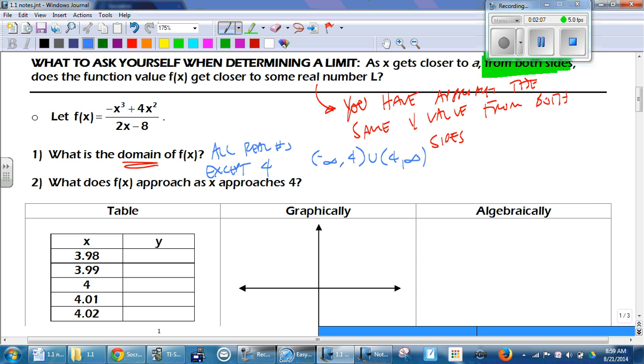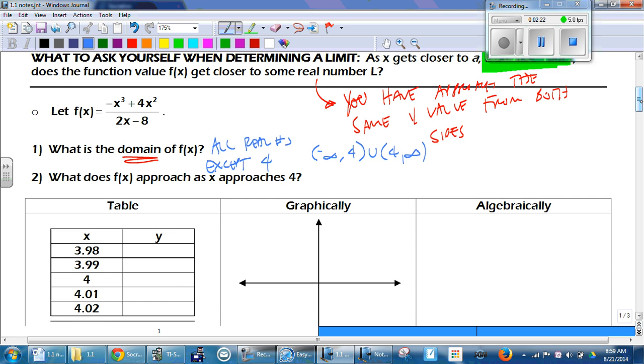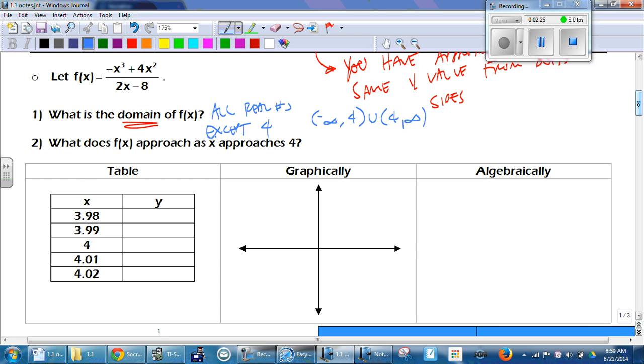So we know we can't put 4 in there. We can put anything else in. When looking for domain, a couple things we look for. Can't have a 0 in the denominator, and we can't have a negative under the square root. So those are the two most common things we're looking for with domain questions. All right, so we know can't put 4 in there.